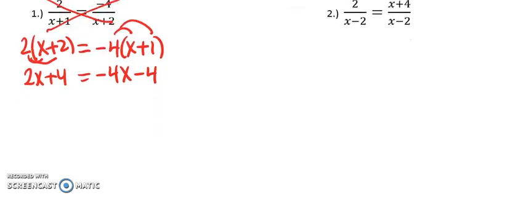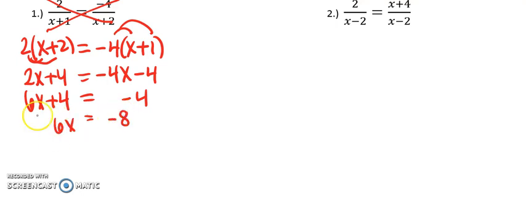Now we want to get all our x's on one side, so I'm going to add 4x over here, and when we do that, we have a 6x. And then I'm going to get all my numbers without x's on the other side, so I'm going to subtract 4 on both sides, and here we'll get negative 8. And then we're going to divide. So this is going to be negative 8 over 6, which is negative 4/3 when we reduce.